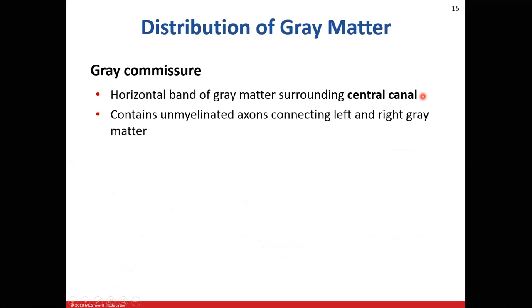So that leads us then to our gray commissure. Now our gray commissure is this horizontal band of gray matter, and it surrounds that central canal. Remember what a commissure is. A commissure is a group of cells or group of neurons that help to connect tissue on opposite sides. In this case, the gray matter contains unmyelinated axons that help to connect the left and the right gray matter sections.